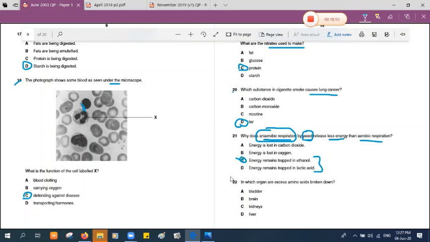Let's move. Please, if you have any question and you want me to repeat or say again, I'm here, okay? So let's go to question 22. In which organ are excess amino acid broken? This question from excretion. Yes, liver. So here, 22, liver. Move to the next.